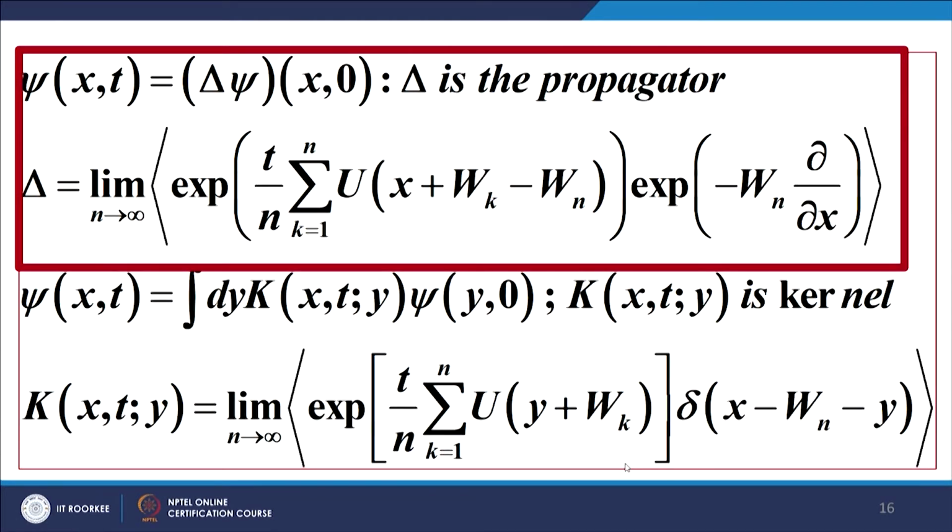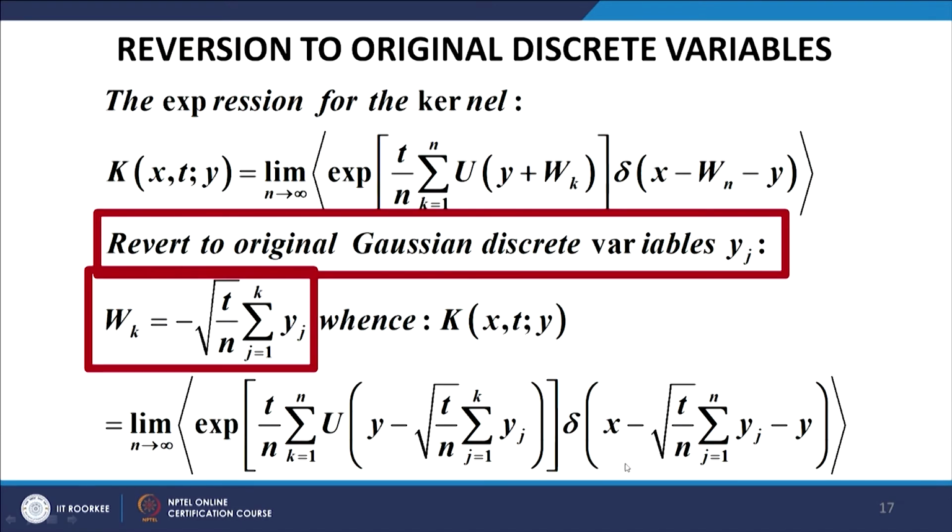So, after all these maneuvers, we end up with two expressions. We end up with the expression for the propagator, which is given in the red box, and the expression for the kernel, which is given in the bottom part of the slide. So, we have these two expressions where we ended the discussion last time. Now, as an exercise, as an application of this concept, we try to solve the Schrodinger equation in the form of a path integral, which is very commonly known as the Feynman path integral.